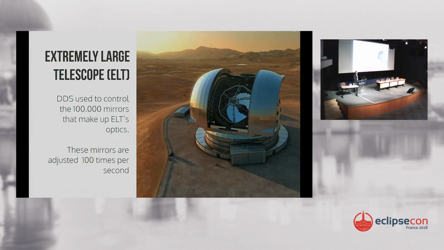ELT is another example. This telescope has to control its 100,000 mirrors to correct the diffraction due to atmosphere. And they tried several technologies, but DDS is the only one that was able to control those 100,000 mirrors 100 times per second.